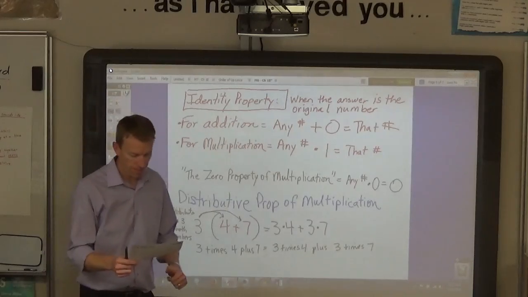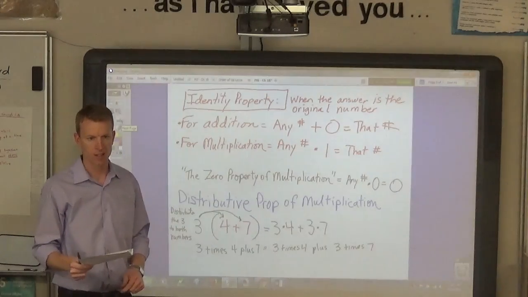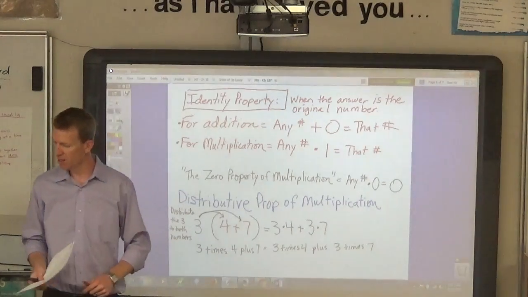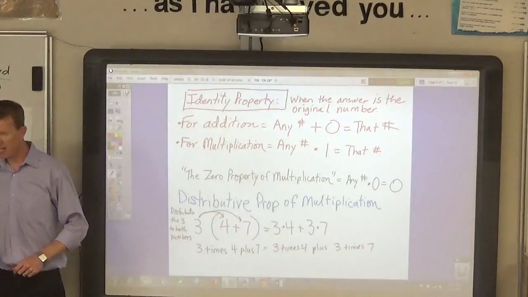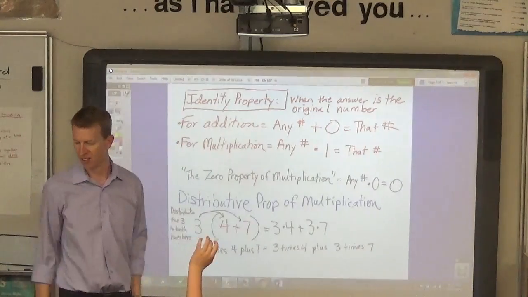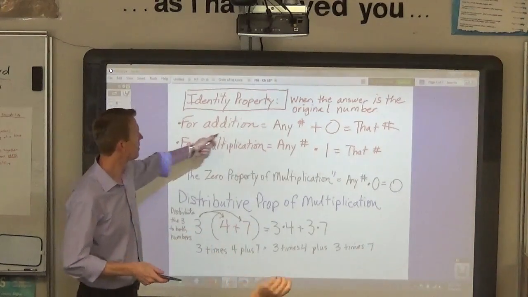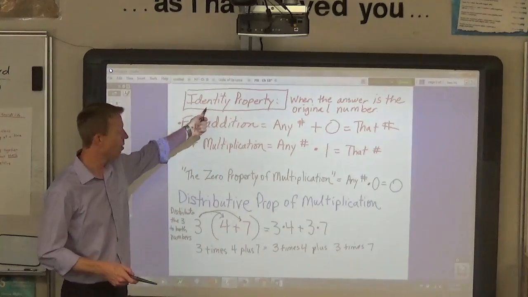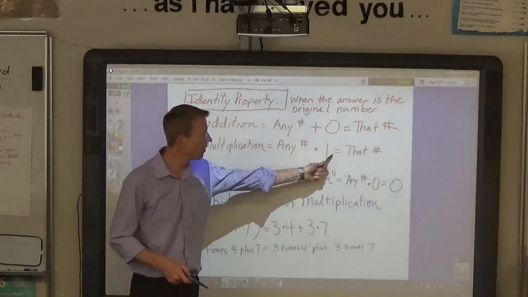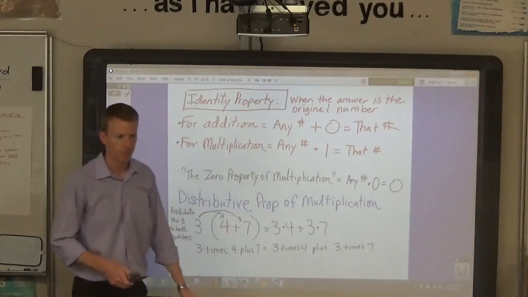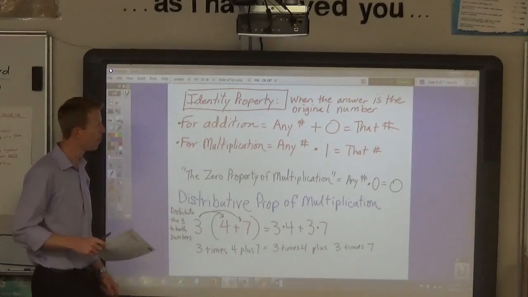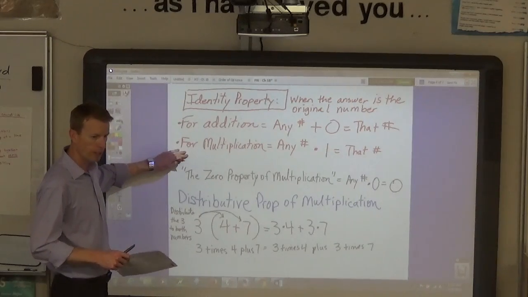Number 4, 15 times 1 equals 15. Any number times 1 is equal to the number. Anything times 1 is equal to that. Mr. Motsky times 1 equals Mr. Motsky. That's my identity. That's the identity property of multiplication. Any number times 1 equals that number. So this is number 4, identity property of multiplication.